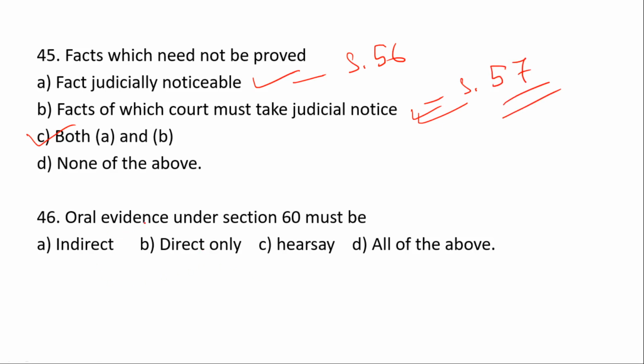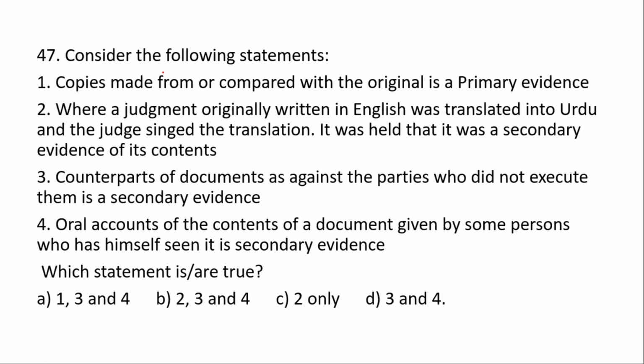Next question. Oral evidence under section 60 must be direct only. Question number 47. Consider the following statements, and say which statement is true. Copies made from or compared with the original is primary evidence. No, this is not primary evidence; this is secondary evidence. So this statement is wrong.